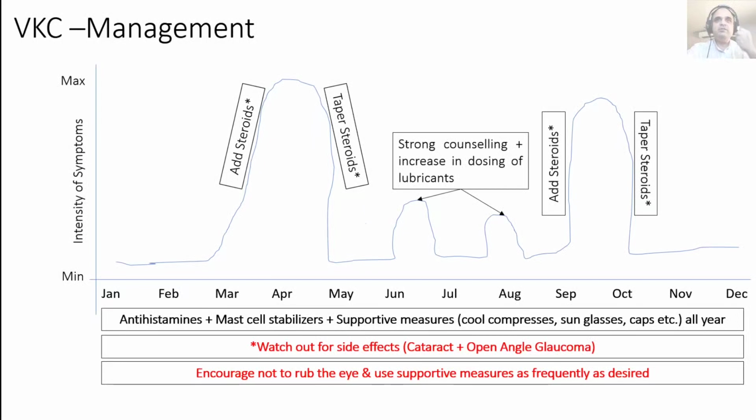But it's your strong counseling, your ability to effectively communicate with your patients that will play a very important role here. And you need to encourage your patient not to rub the eye, and use supportive measures as frequently as possible. Cool compresses, caps, sunglasses are not really going to hurt your eyes in any way. But you need to get good sunglasses with good UV filters, not just any ordinary sunglasses, because it's the UV filter that's actually going to help more. Any dark glasses would, because they're going to prevent the allergens from getting to your eye, but those with good UV filters, because they irritate an eye more, especially one which has tear film disruptions.